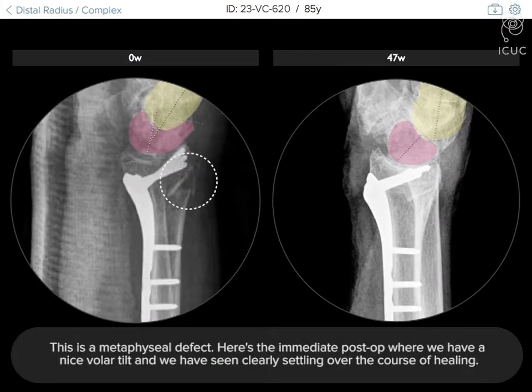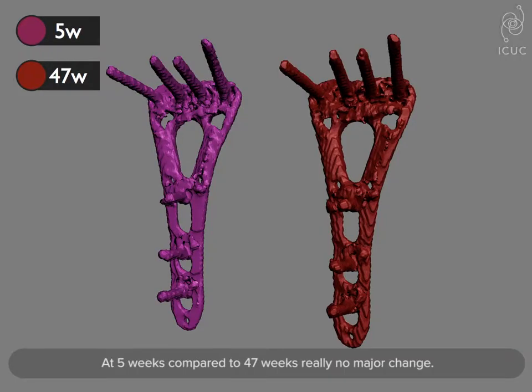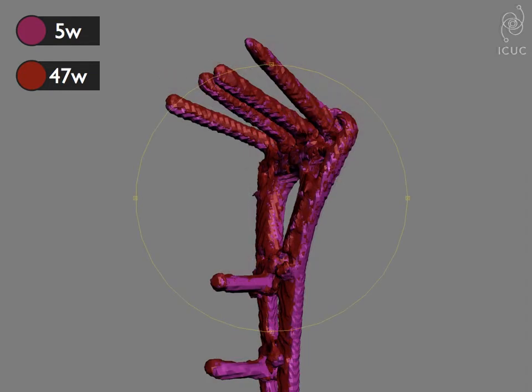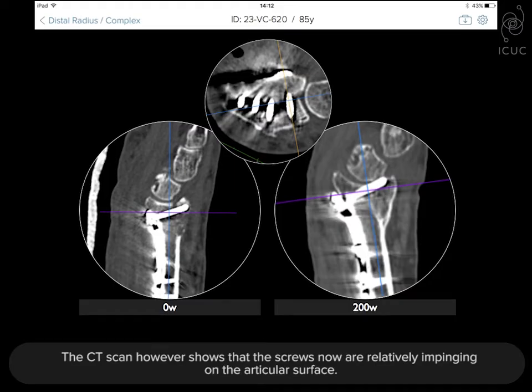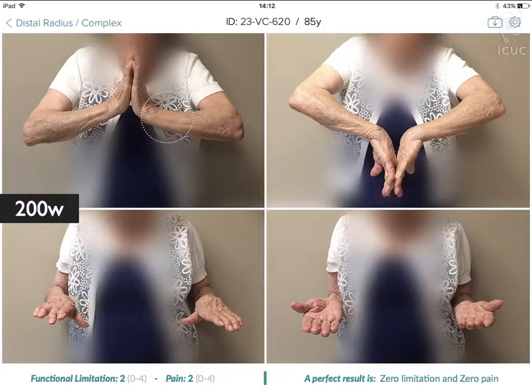This is a metaphyseal defect. Here's the immediate post-op where we have a nice volar tilt, and we have seen clearly settling over the course of healing. And at 5 weeks compared to 47 weeks, really no major change. The CT scan, however, shows that the screws now are relatively impinging on the articular surface.